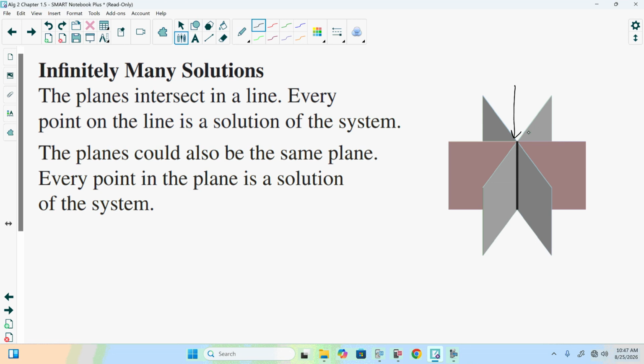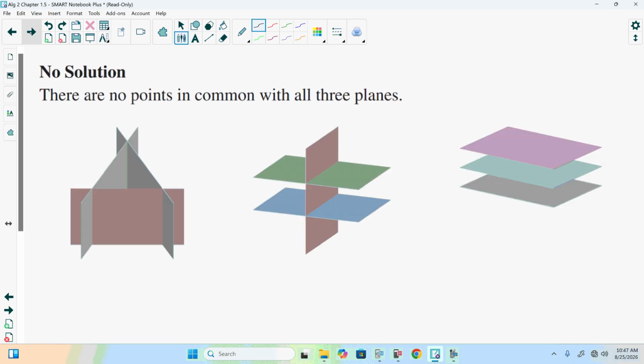Now, it's not going to be all real solutions because there are still points that don't make all three true. For example, this point here, whatever the x, y, z value of that point, does not make all of them true because it's not on that line. So with infinitely many, there's an infinite number of solutions that work, but they have to satisfy certain conditions. They have to be on that line. So we can have one solution, we can have infinitely many, or we can have no solution.